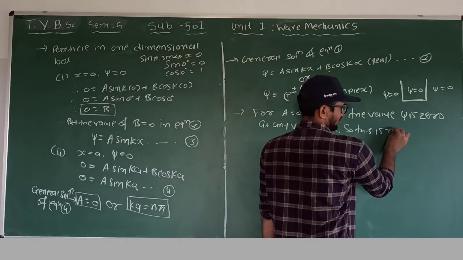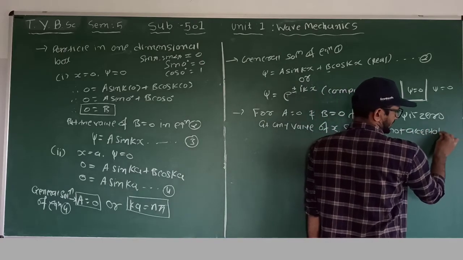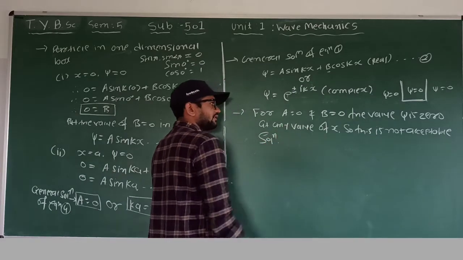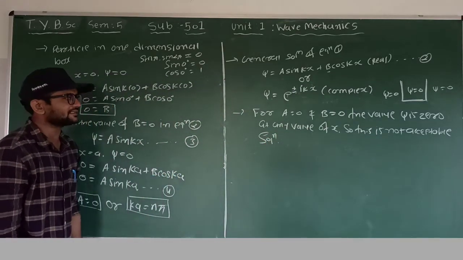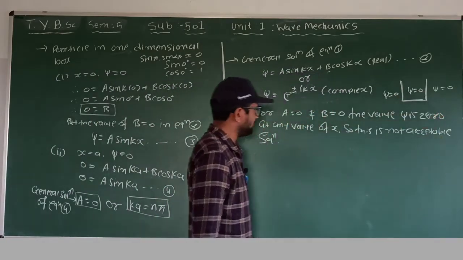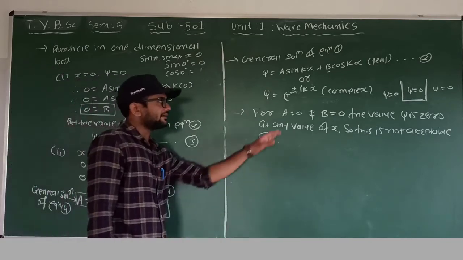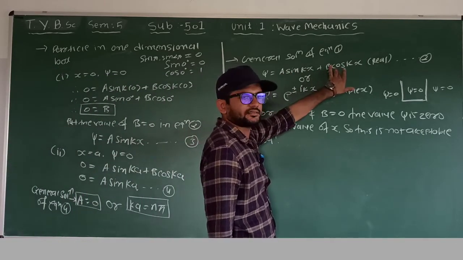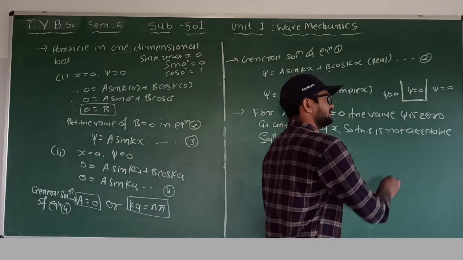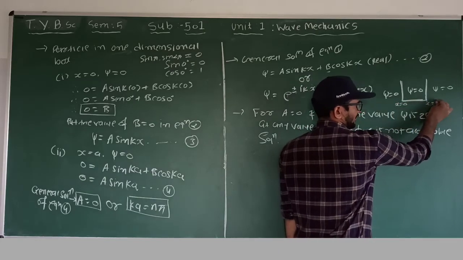So this is not an acceptable solution or condition, because we consider a particle which is traveling along the x direction. If I assume the value A is equal to 0, it means A and B both are 0. It means psi becomes 0 at any value of x. Suppose the value of x is from 0 to x is equal to a.